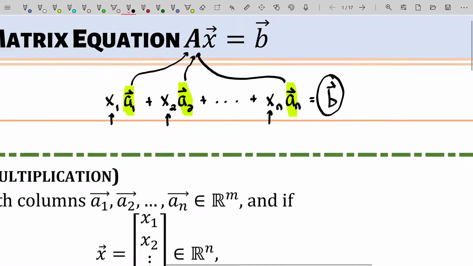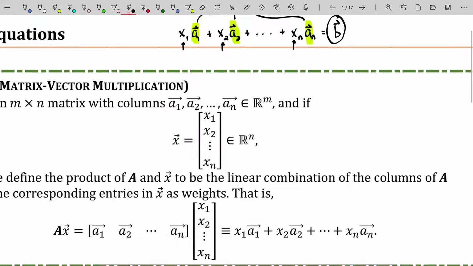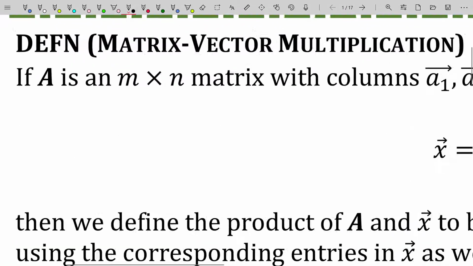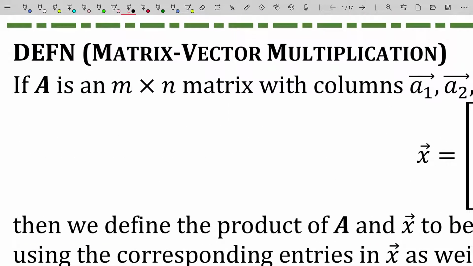Well, now we're going to dive into not exactly a matrix equation, because that's going to take a little bit of pre-work to get there, but how do you multiply a matrix and a vector? That's going to be very important as we move forward. So you need to know how to do that multiplication before we can define a matrix equation rigorously. So here's the definition, and it is a definition for matrix vector multiplication.